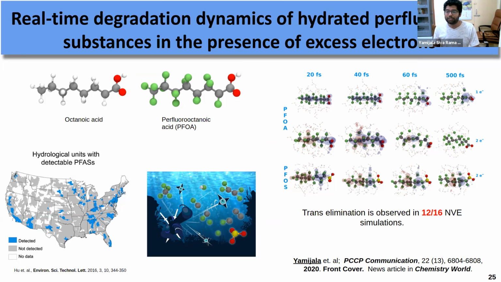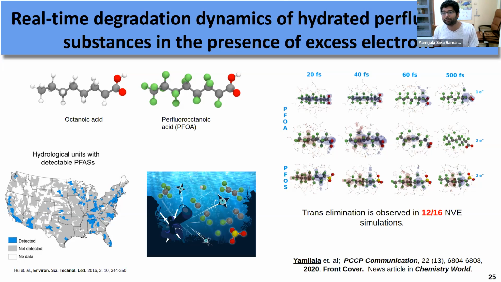And we observed that in these systems, with trans elimination, when you add 2 electrons, two of these carbon-fluorine atoms can be broken. And while describing the reaction mechanisms, we did find that trans elimination is one of the important ways to degrade this system when compared to the opposite, cis elimination.